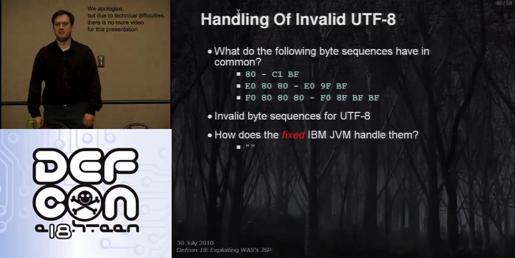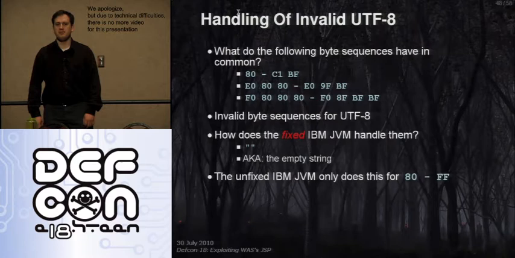Any of you think this is a problem? It's an empty string. In the unfixed JVM, it only does this for 80 through FF because they didn't consider overlong invalid anymore. This is obviously very useful for IDS evasion because you can throw as many invalid UTF-8 characters into your URL as you want, and the IBM JVM will ignore them when it parses them.